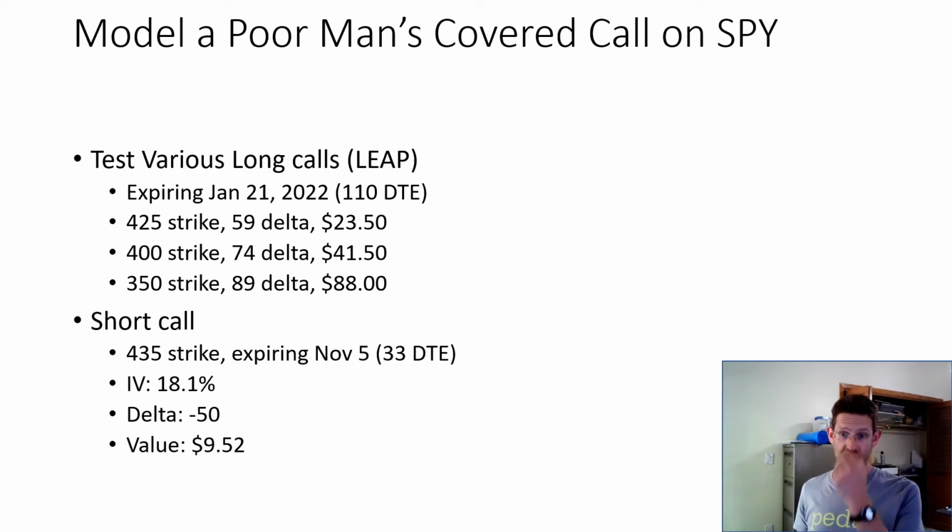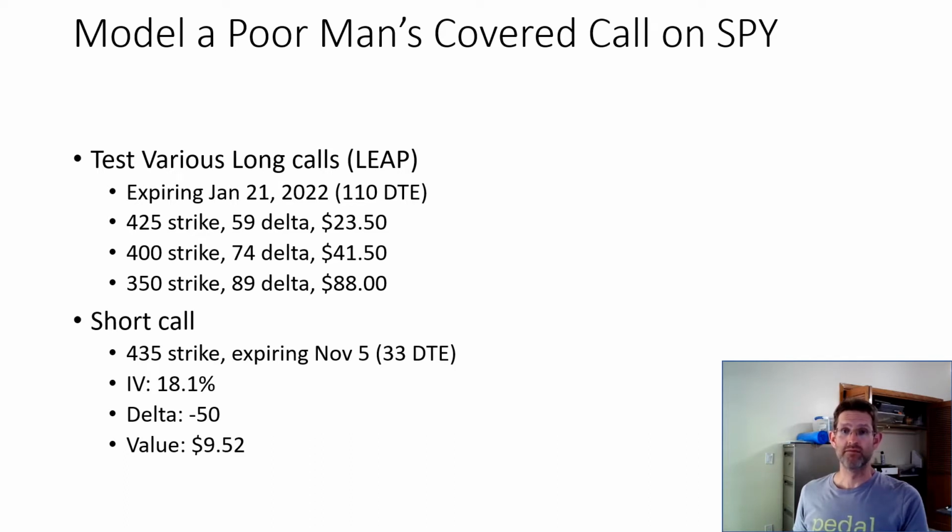Okay, so this is the second video today, and I'll try to go through it fast. The first one explored the subject of choosing the strike of the short leg of the poor man's covered call. In this video, I focus on the long leg, or LEAP option. Specifically, I'm going to test 3 LEAP options with 110 days to expiration: a 425 strike, 50 delta; a 400 strike, 74 delta; and a 350 strike, 89 delta.